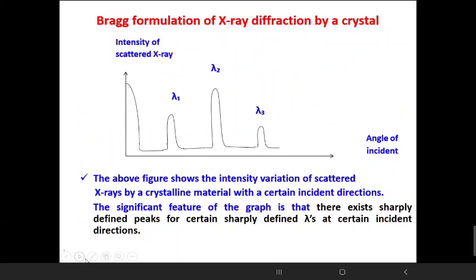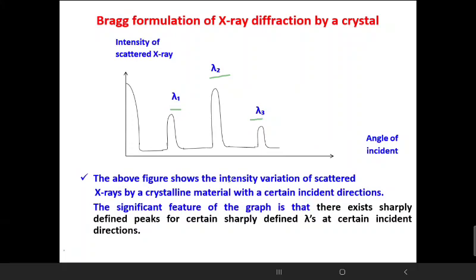Bragg formulation of X-ray diffraction by a crystal. Here you can see the intensity pattern. Each position provides a different lambda: this is lambda 1, lambda 2, lambda 3. By using the intensity pattern, you can identify the Miller indices for the planes of the crystal structure, and the intensity pattern provides the location of the atoms or ions. So much information we can gather from these intensity patterns.